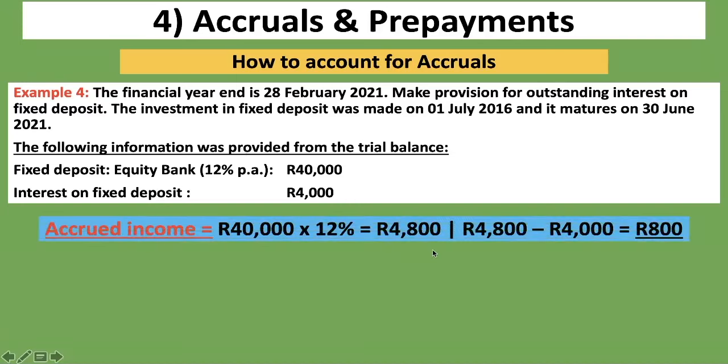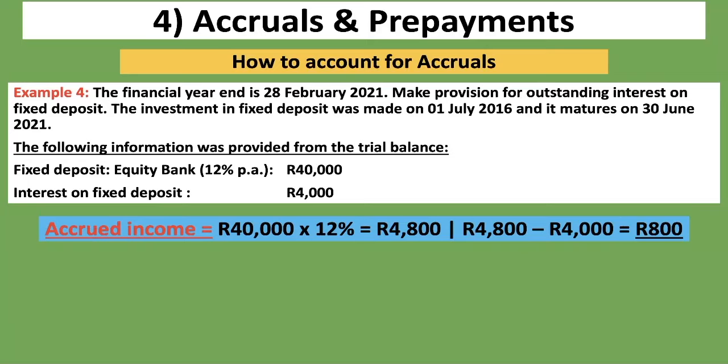Now that we have the amount of 4,800 rand, we know that we've already accounted for 4,000 rand as we're told here. That means the balance, we still need to account for it. So the balance is obviously the 4,800 minus the 4,000 rand we've already accounted for, and it gives us an answer of 800 rand. And this 800 rand is what we have not accounted for or we have not received yet. That's why we're told to make a provision for the outstanding interest on fixed deposit.